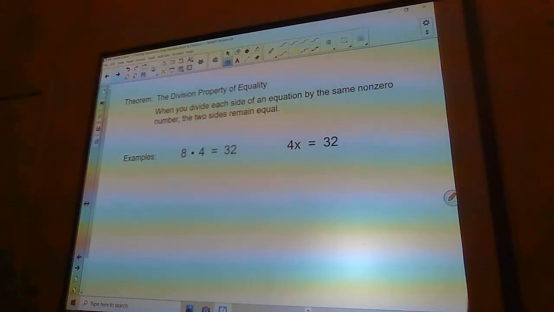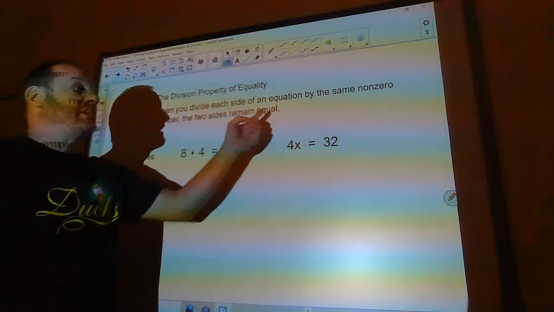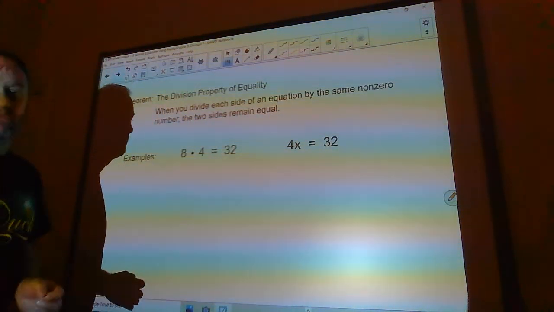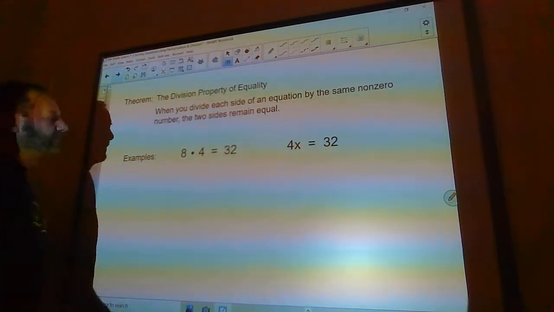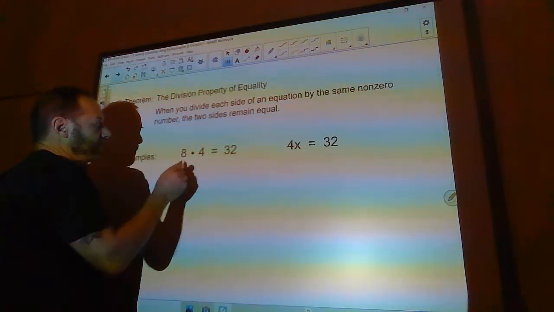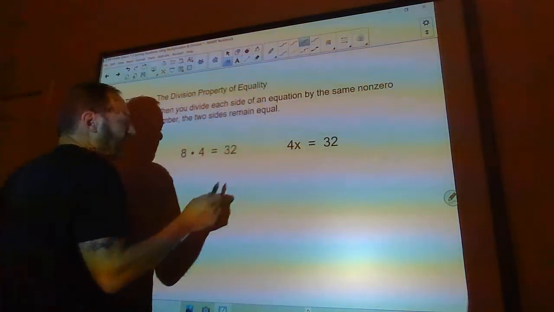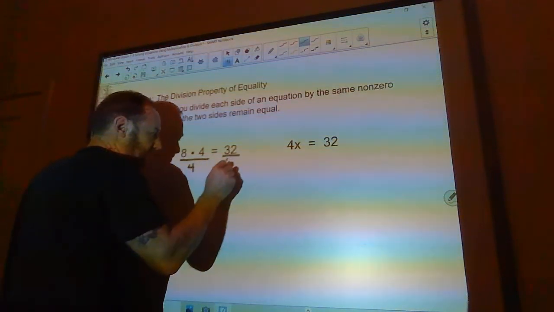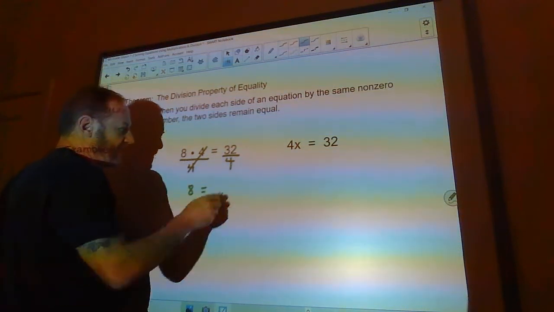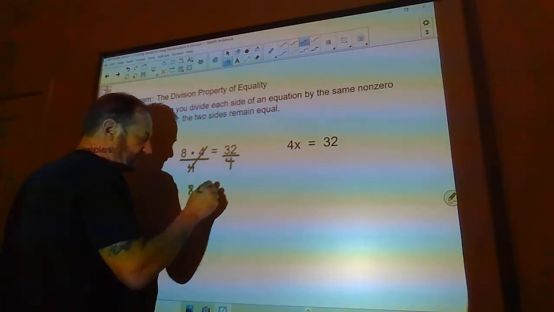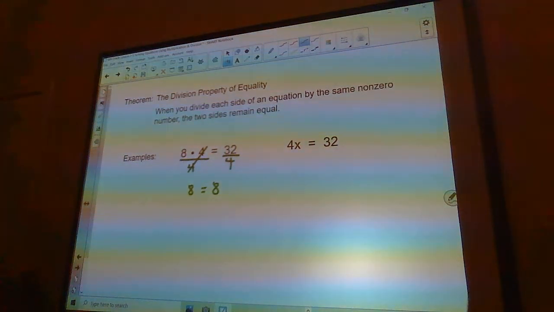Division property of equality. When you divide each side of an equation by the same non-zero number, the two sides remain equal. Notice it says divide by the same non-zero number. You can never divide by 0, but you can divide by any other number you want, and this still works. This is just an example to show, we know that 8 times 4 is 32. If I were to divide both sides of this by 4, that would go away, and I would get 8 on this side. And 32 divided by 4 is 8. And so 8 equals 8, we know it's true. So that's an example of the division property of equality.